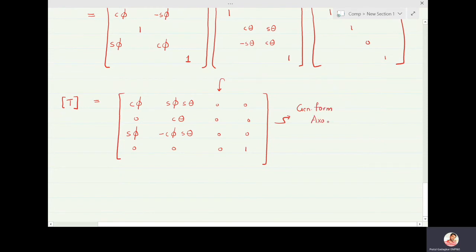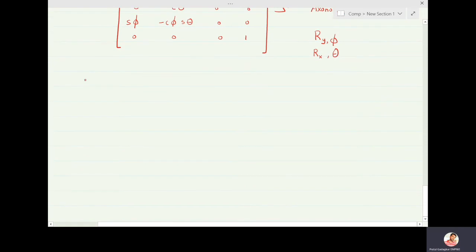Henceforward in all the lectures I will be using this particular matrix whenever I talk about axonometric projection, where phi, remember, is the angle of rotation about the y-axis and theta is the angle of rotation about the x-axis. Now we will calculate the foreshortening factors. We know that there are three foreshortening factors: fx, which is foreshortening along x, fy, foreshortening along y, and fz, foreshortening along the z-axis.